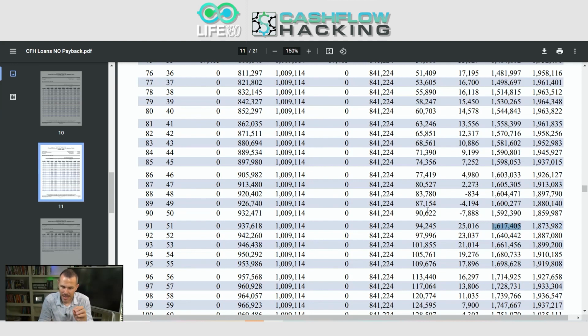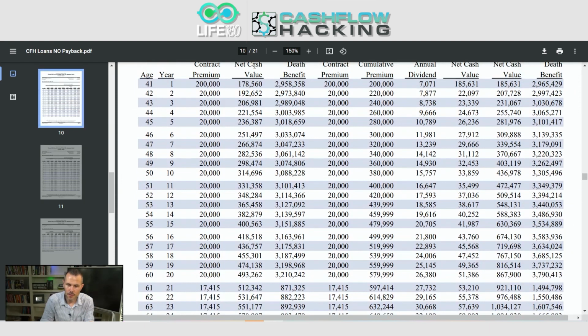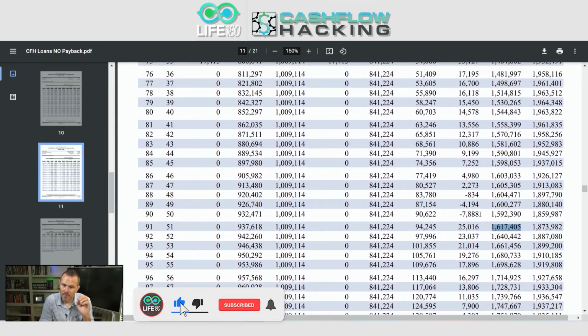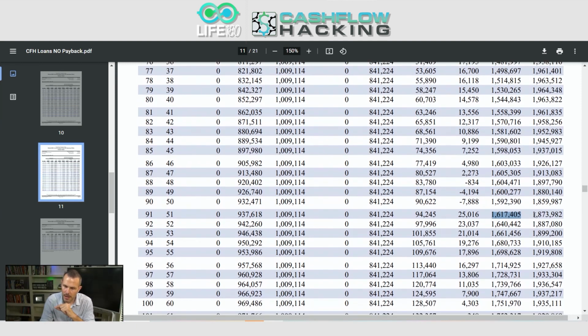$1,617,000. And this doesn't even account for the fact, this is why I'm so passionate about this, that if you do this and you utilize the Cashflow Hacking system, you're gonna borrow against this for your business, for your real estate investments, and you're gonna create a lot of wealth outside of the policy simply by being able to leverage this cash value the entire time, right? And so this on its own, as a very cookie cutter, plain Jane policy, is gonna get you where you wanna go. Now you can see here the $1,617,000 cash value at 91 and $1.873 million of death benefit.